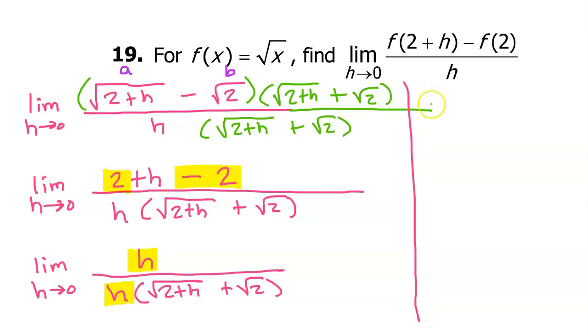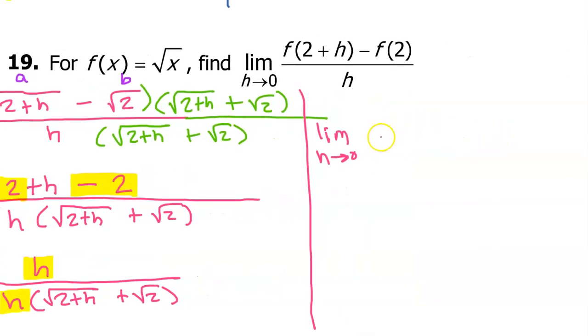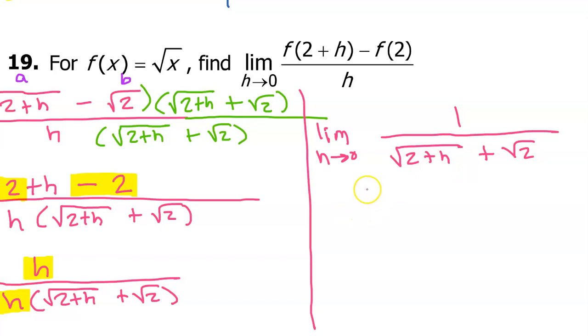So now we have the limit as h approaches 0 of 1 over the square root of 2 plus h plus the square root of 2. Now, direct substitution will not give us 0 over 0. So I'm just going to really show that. I'm going to let h be 0 now. So I'm going to get 1 over the square root of 2 plus 0 plus the square root of 2.